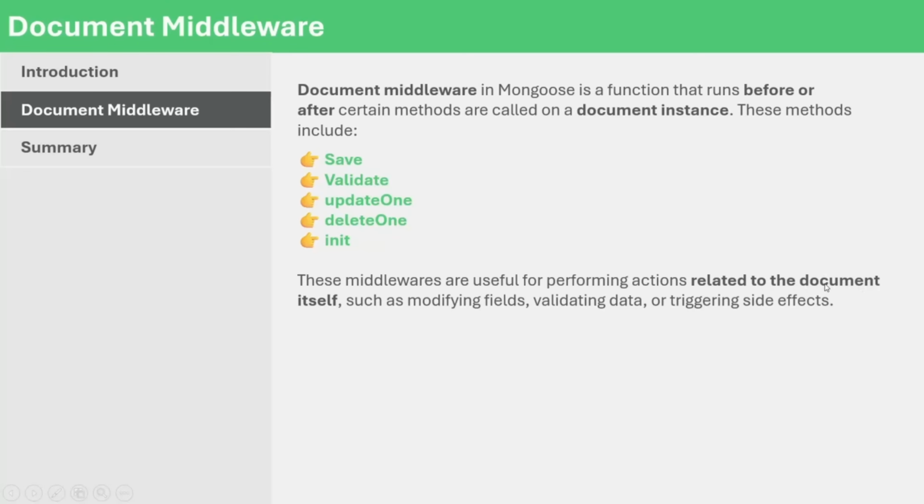Again, we can create document middleware as a pre-hook or post-hook. So for example, if we want to execute some logic before saving the document in the collection, or before validating the document, or before updating or deleting the document, then we can use pre-hook document middleware. But if we want to execute some logic after the save operation or the validate or update or delete operation, then we can use post-hook middleware. In this lecture, we are going to understand the pre-hook middleware. And in the next lecture, we will talk about post-hook document middleware. So let's go to VS Code.